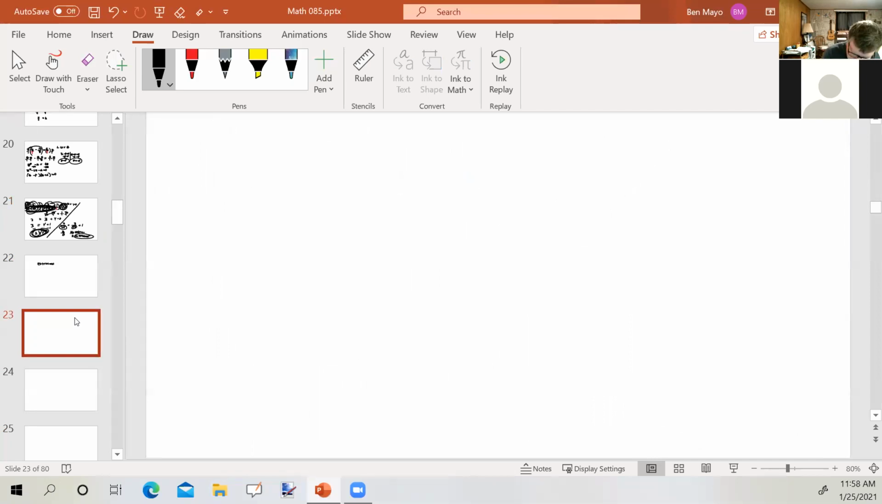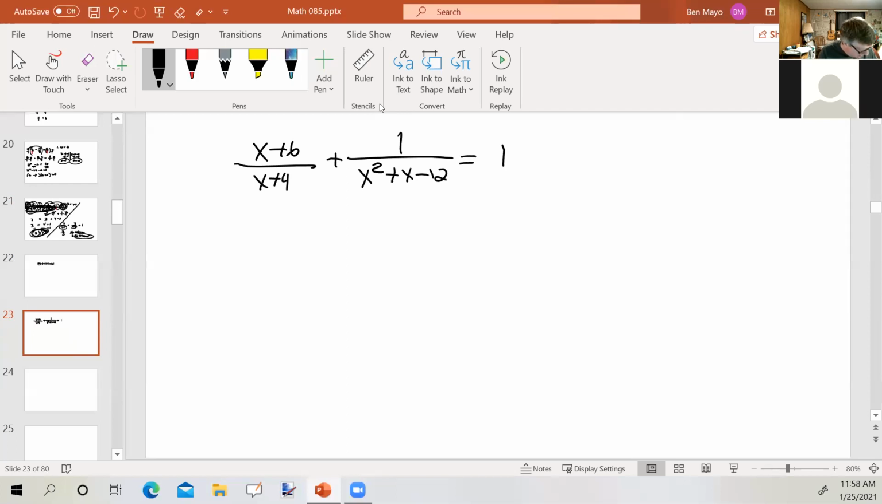We have (x + 6)/(x + 4) + 1/(x² + x − 12) = 1. Now, to find the least common denominator, we're going to have to do some factoring. The first fraction, its denominator is already factored as much as it can be. However, the second fraction can be factored into (x + 4)(x − 3).